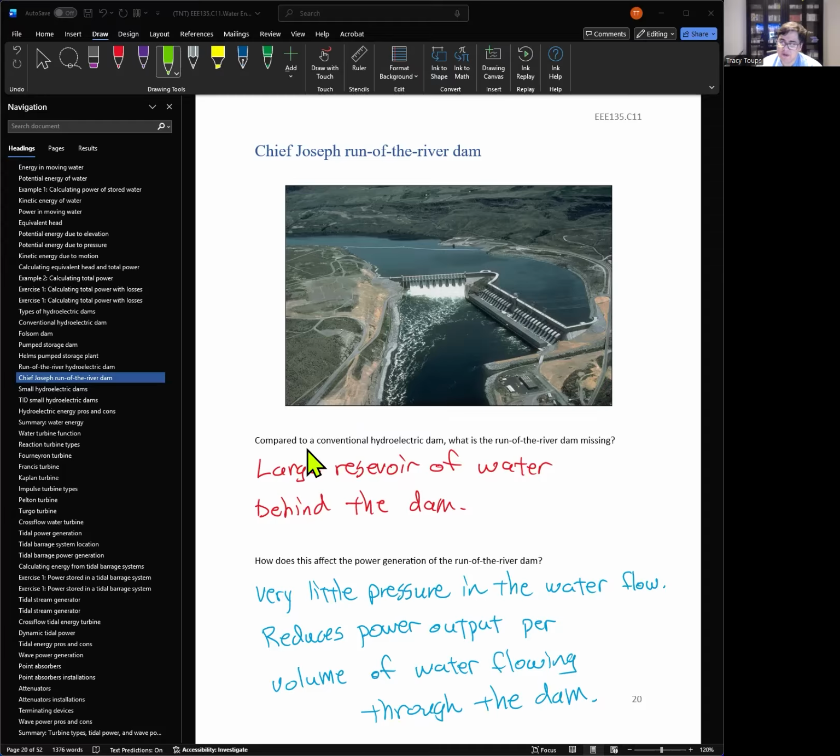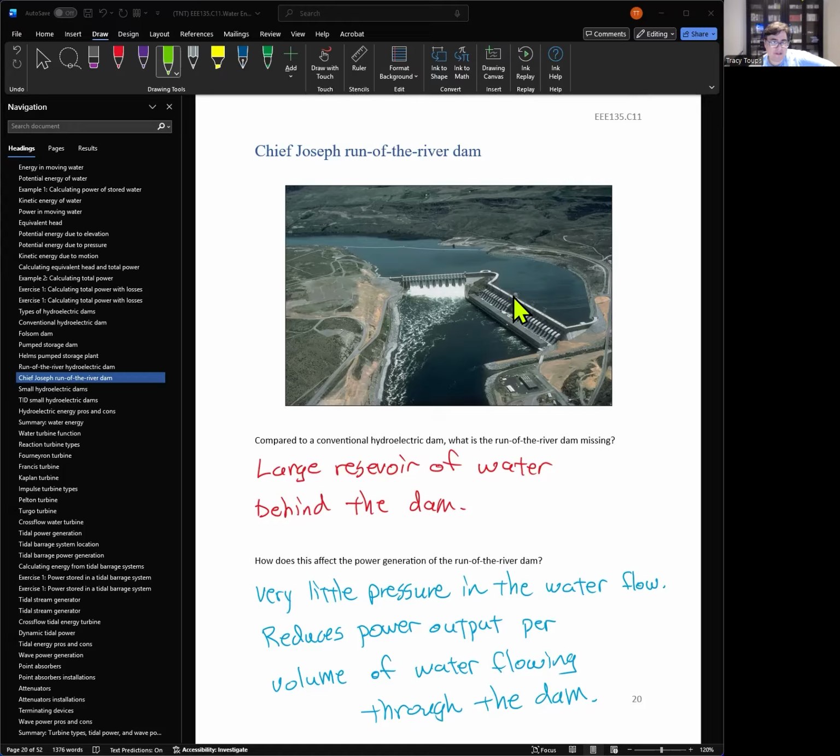Okay. So compared to the conventional hydroelectric dam, what is a run-of-river dam missing? Again, a large reservoir of water, so no pressure behind the dam, or very little pressure behind the dam. How does it affect power generation of the run-of-river dam? Very little pressure in the water flow. It reduces the power output per volume of water flowing through the dam. Okay, so you have to flow an insane amount of water through this dam to make power compared to a conventional hydroelectric dam. Now, if you have a very big river with a lot of flow, it is possible.